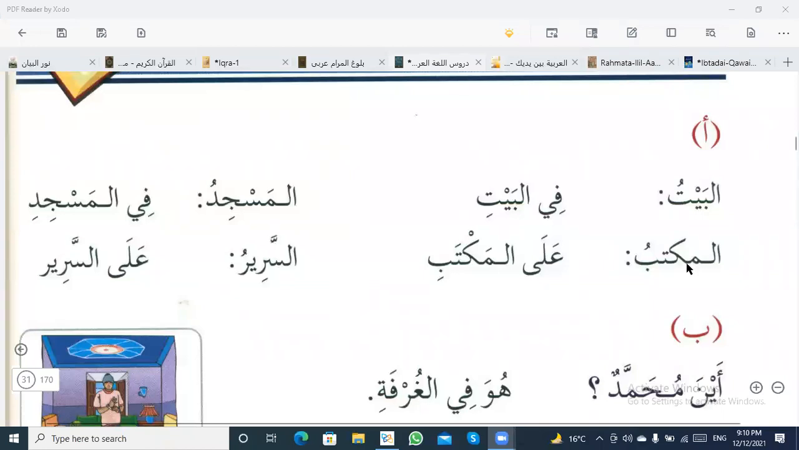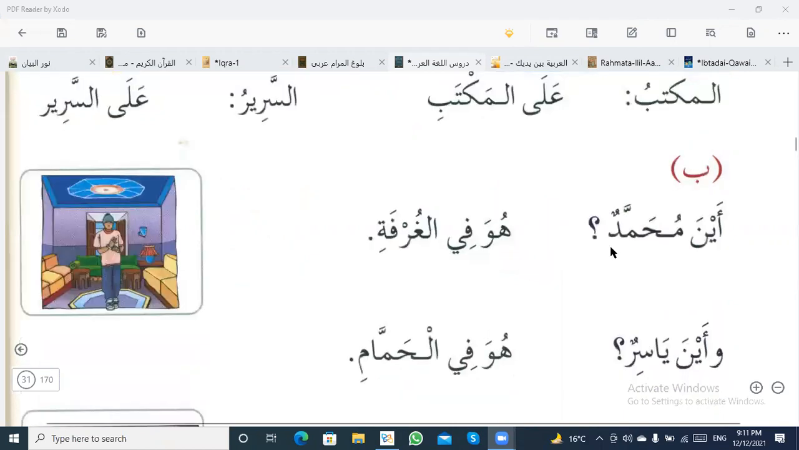The other one is al-maktabu, the desk, the table. Al-maktabi, on the table. The bed. Al-sariru, the bed. Okay, next. Alas-sariri, on the bed. Okay, good. Shukran.